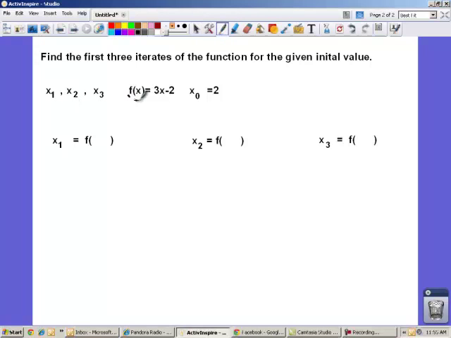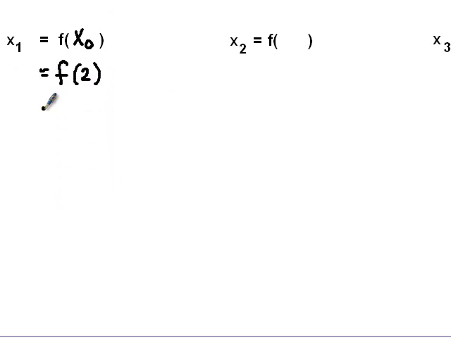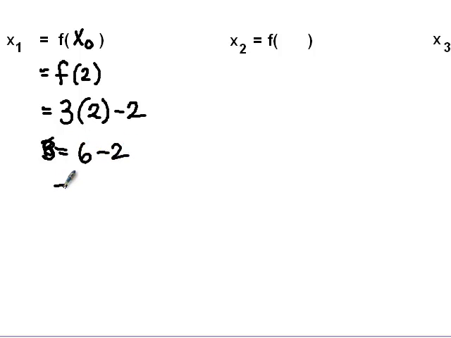Here we have our function that they give us. And then we have the first value of x sub 0, which is equal to 2. And so what we're going to do is plug x0 into the function. So if x0 is 2, we're plugging in 2 for x, basically. Because 3x minus 2 is our function, we're going to replace the x with a 2: 3 times 2 minus 2. And we know 3 times 2 is 6, and 6 minus 2 is 4. So x sub 1 is 4.